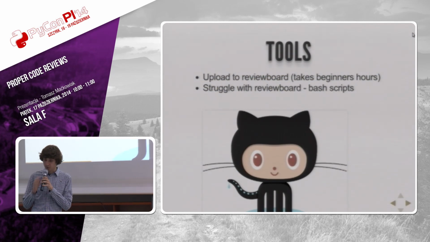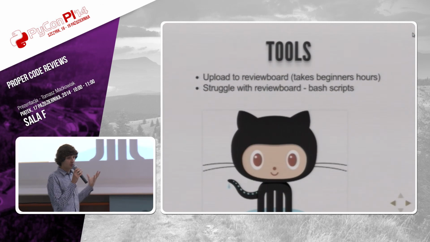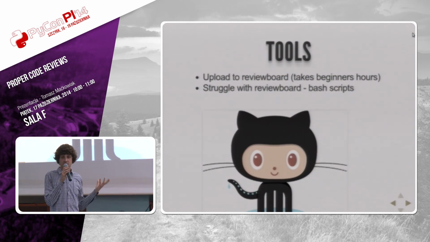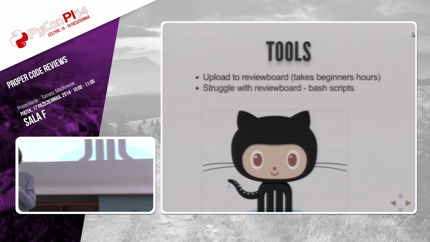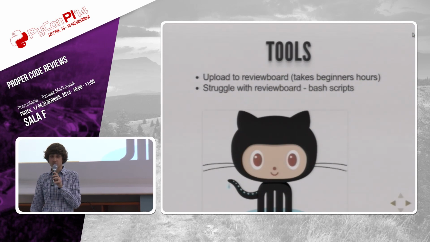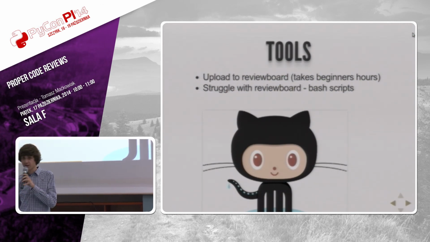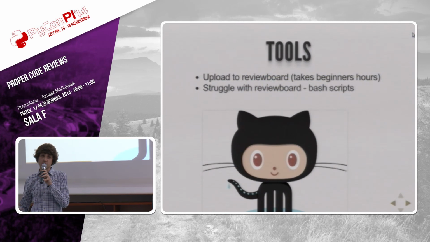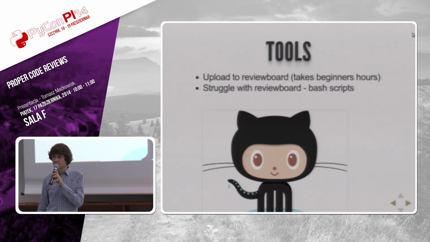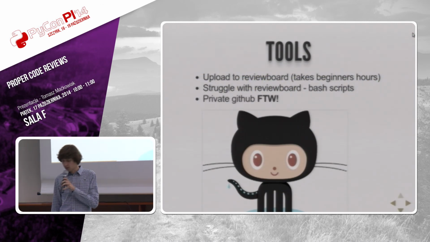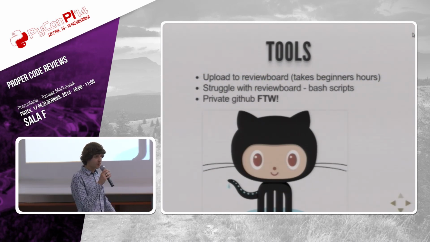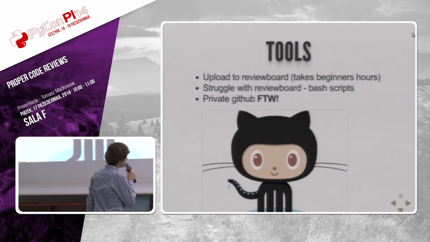In the next project, we had another attempt with Review Board. But we had some scripts, so we were already working on feature branches, and we had some scripts to do that. It was better, but still the tool was not that great, and it took an effort to create the pull request because you had to start those scripts and also pass in some parameters, whatever. So what I think is private GitHub for the win.